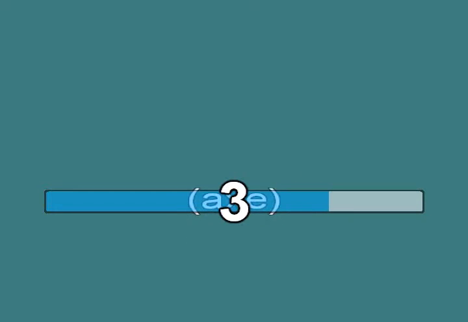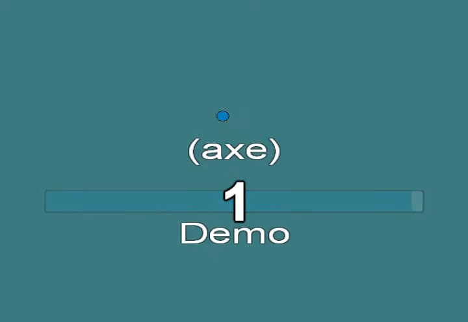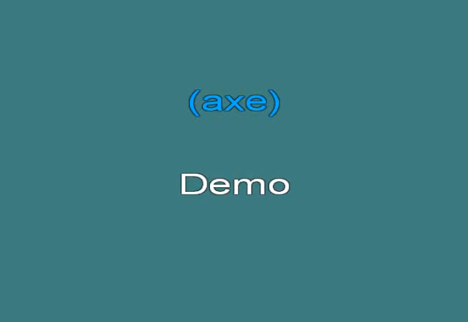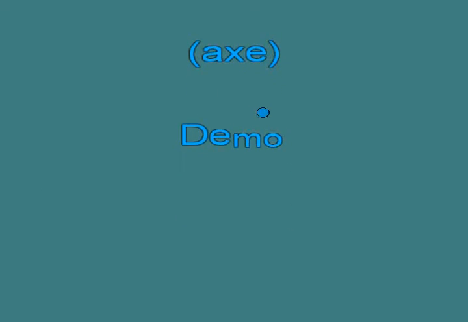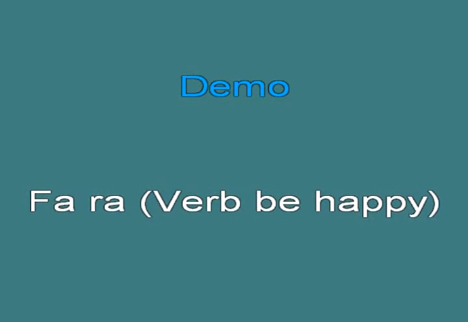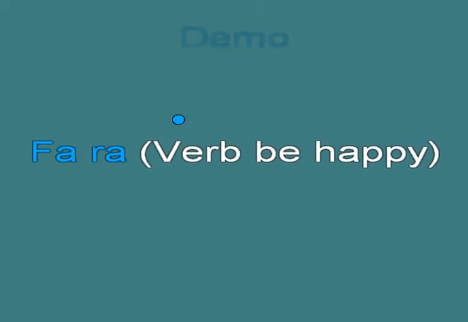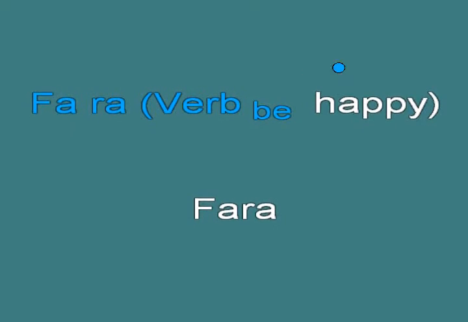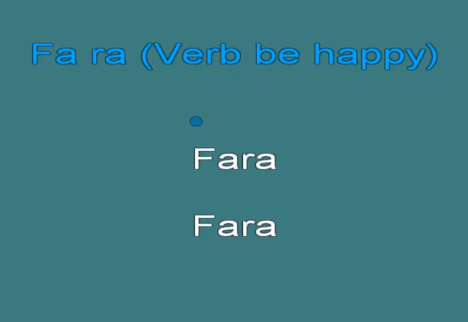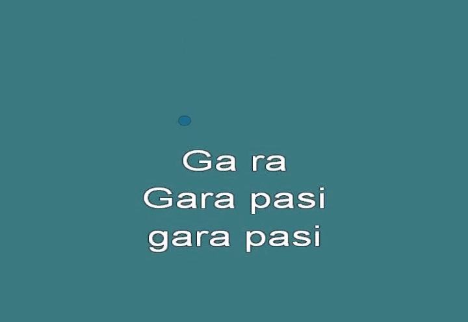We're moving on to demo. There is an English word for demo. It's the same spelling, but it's pronounced differently. In Shona, we have demo. Demo stands for an X. Then we have fara, a verb for telling somebody to be happy. You want someone to be happy? Fara, that's the way you tell him. Fara.